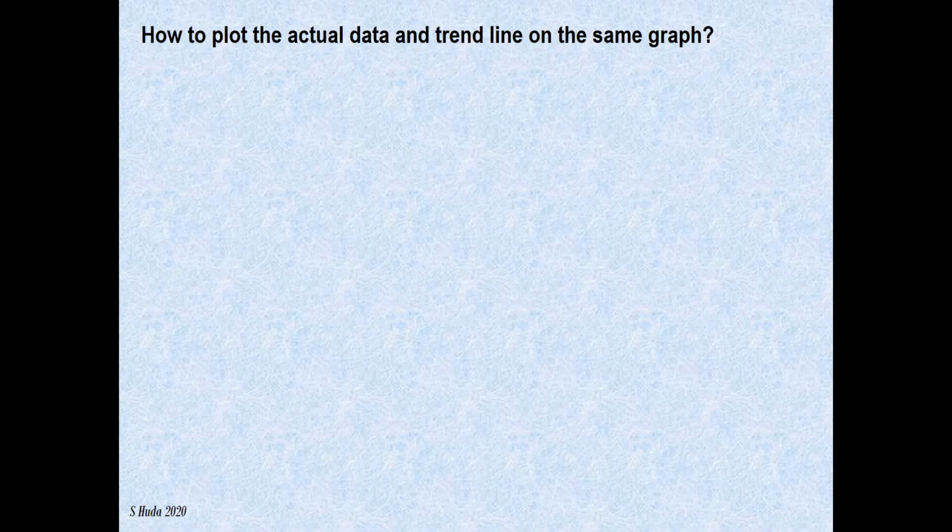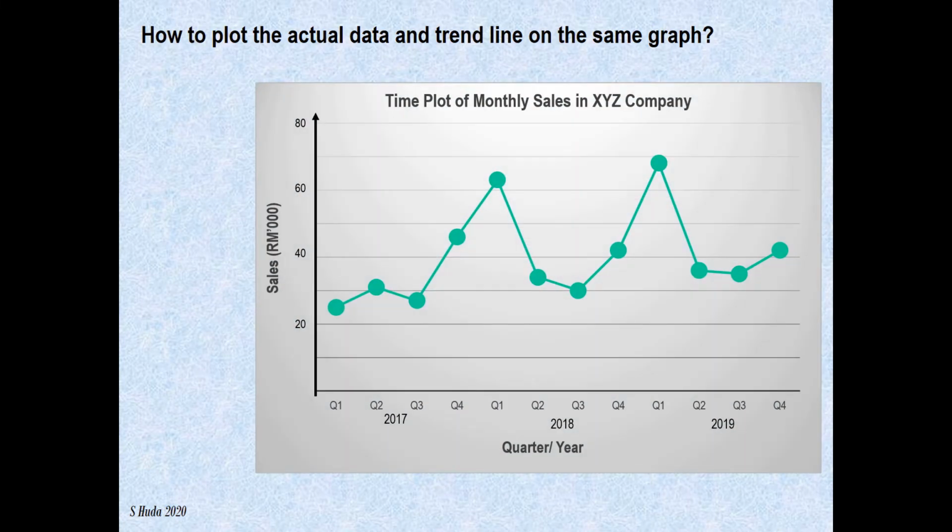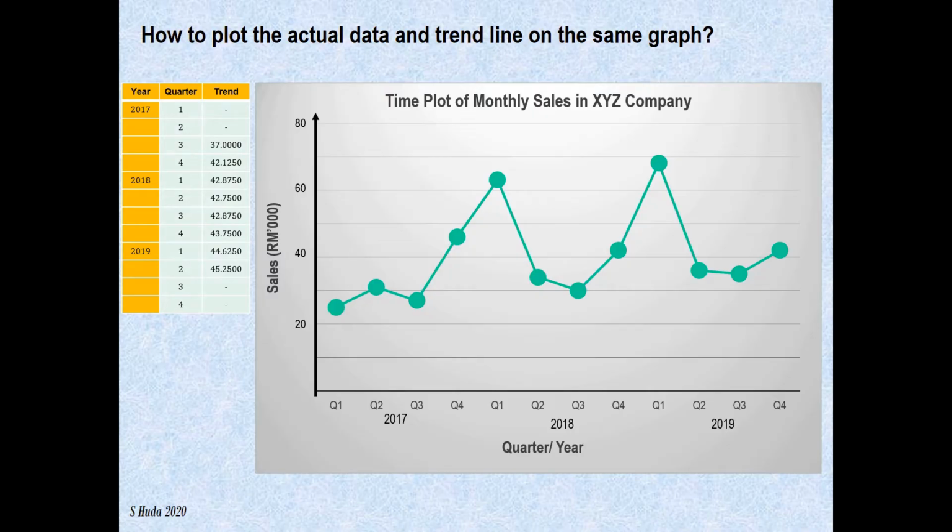Now, how to plot the actual data and trend line on the same graph. This is the plot of actual data, also known as a histogram. This is the trend values that you have calculated before. So how to plot? Look at the data. The first point is based on the third quarter of 2017. Please make sure you plot the first point properly. Next, proceed with the rest of the points. That is the trend line.